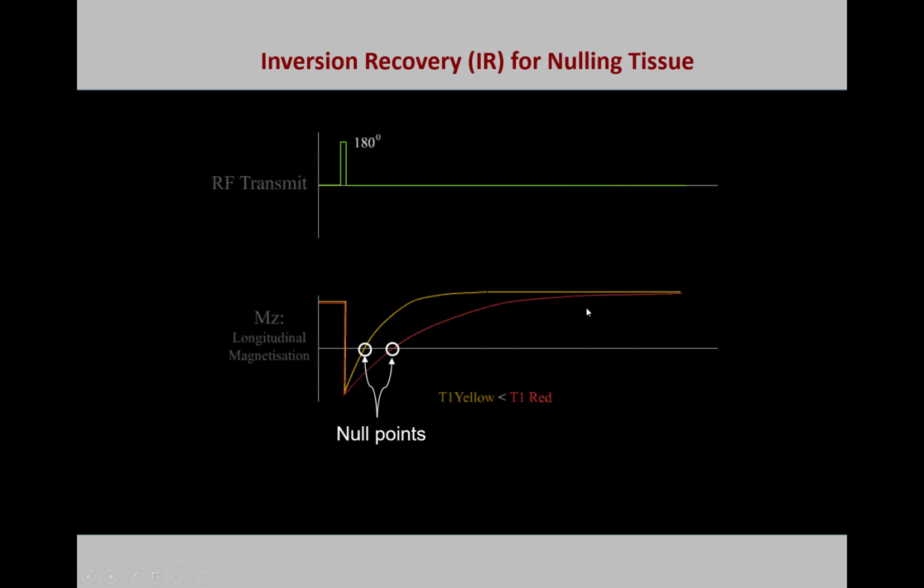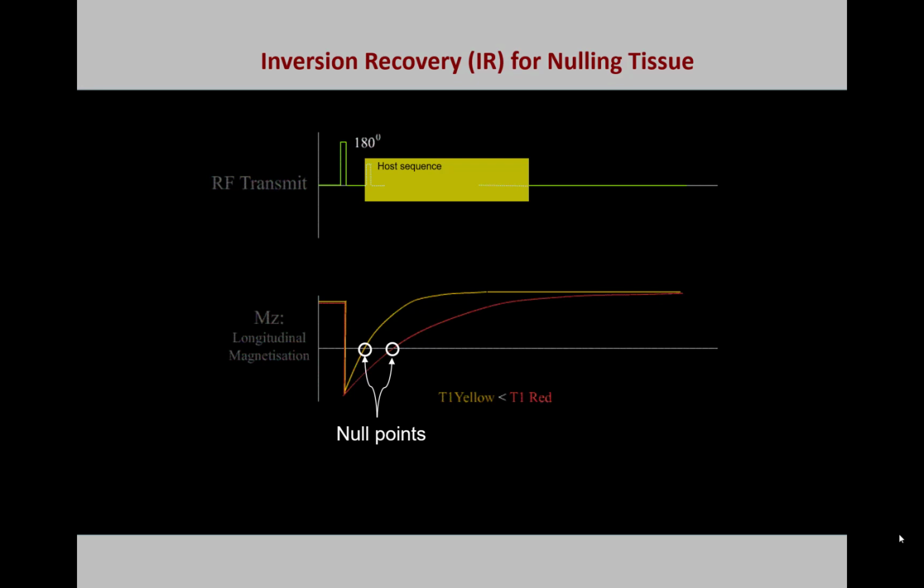Now you can see that each of our two example tissues goes through zero. The longitudinal magnetization goes through zero at some point, and the point at which it goes through zero is called a null point, and it will depend on the tissue's T1 value. Now, the 180-degree pulse is just a prep pulse. It's not doing any imaging. We need a host sequence to do the actual imaging. The host sequence could be, say, a fast spin echo sequence. We won't worry too much about what it is. It's the part that's doing the actual imaging.